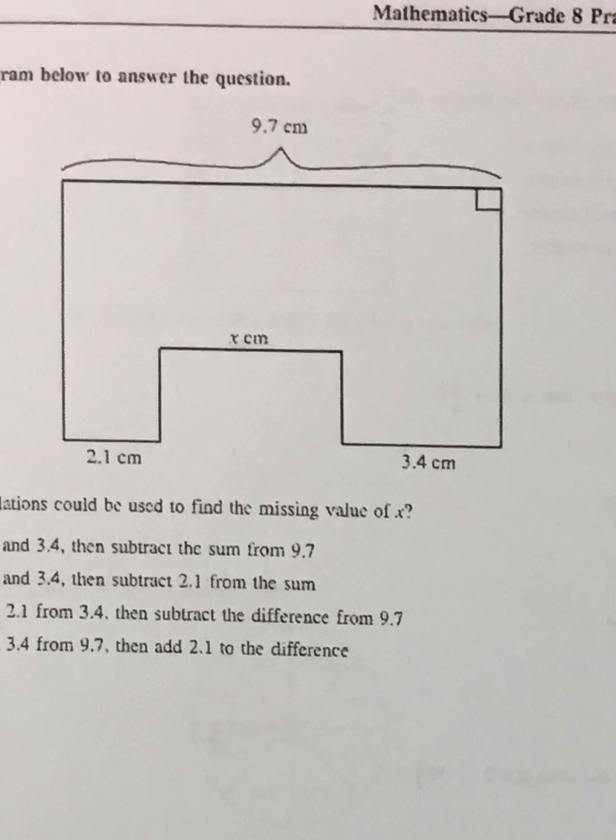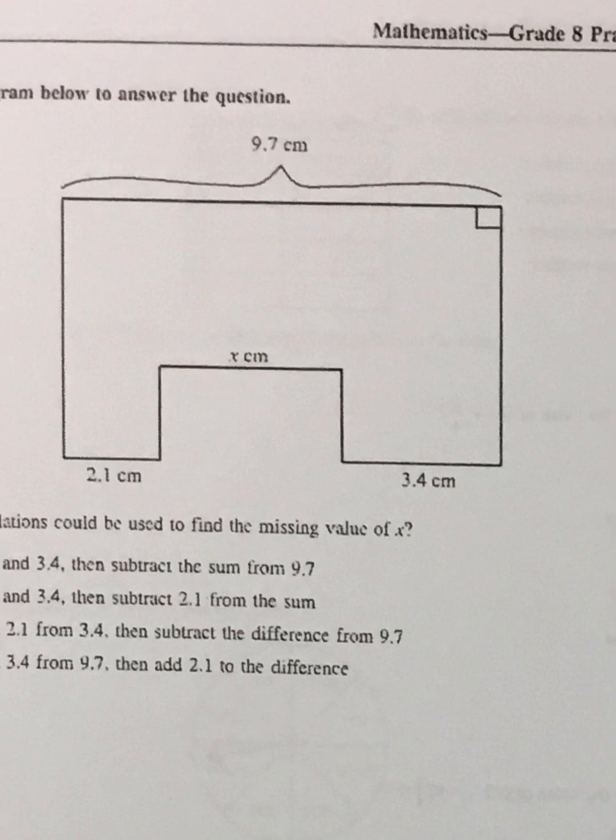Okay, so I'm going to read through each one. I'm going to start at A, okay, and I'm going to show you what it's saying. So add 2.1 and 3.4. What do I get when I do that? 5.5. I did the first step. Then subtract the sum. What's the sum? 5.5. The sum is what we got from the addition. Okay, so subtract the sum from 9.7.